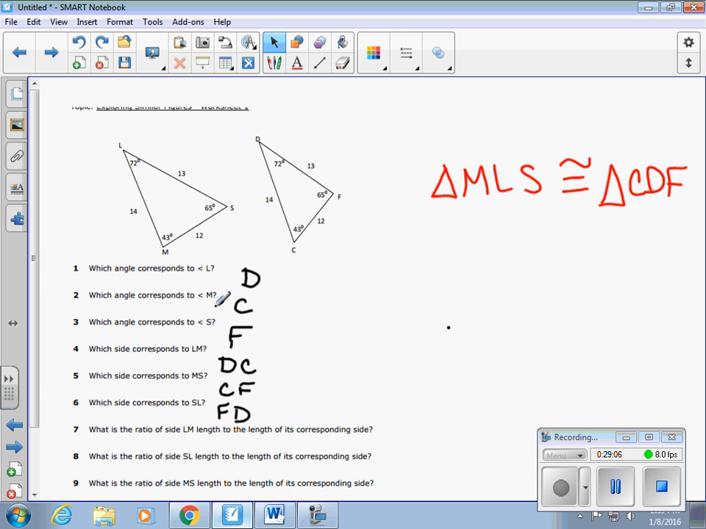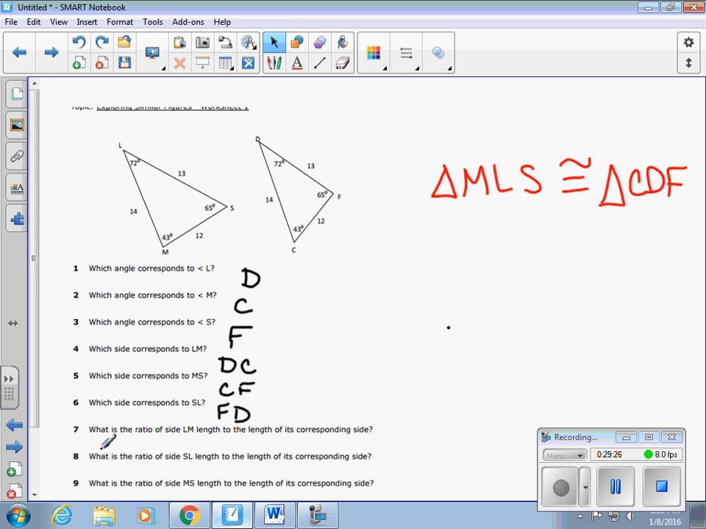Okay, do you understand why M corresponds with C? They're the same measurement, 43, 43. So that tells me they're the same. Okay, so remember they have to have the same angle measurement. Alright. This one, some of you wanted to get stumped because it wasn't worded the way we've seen it.